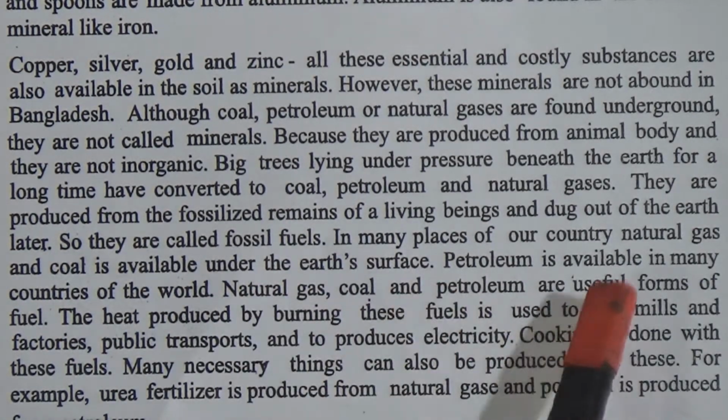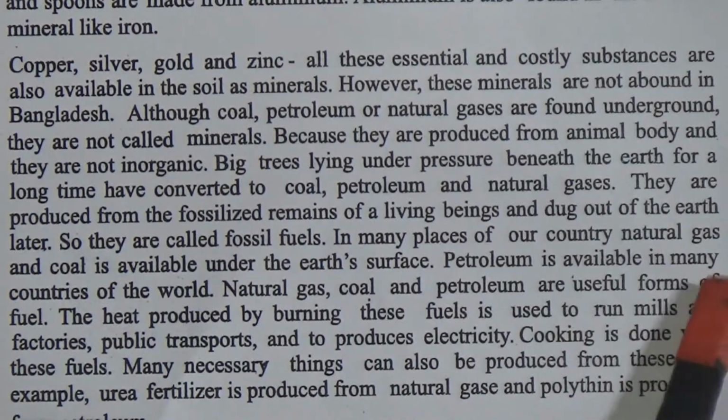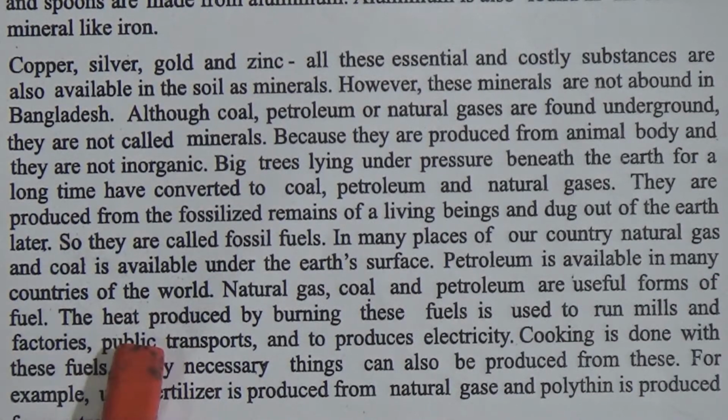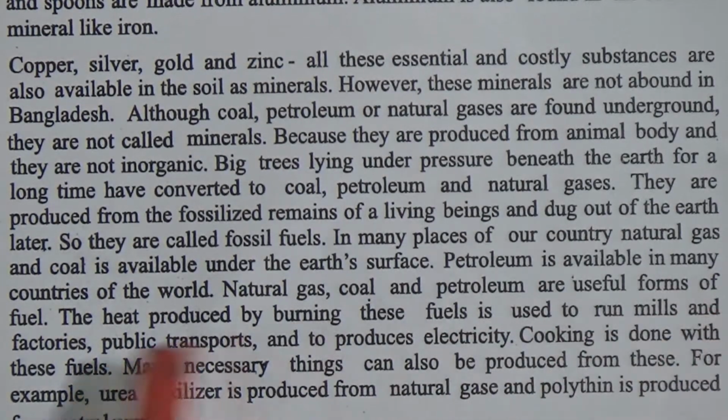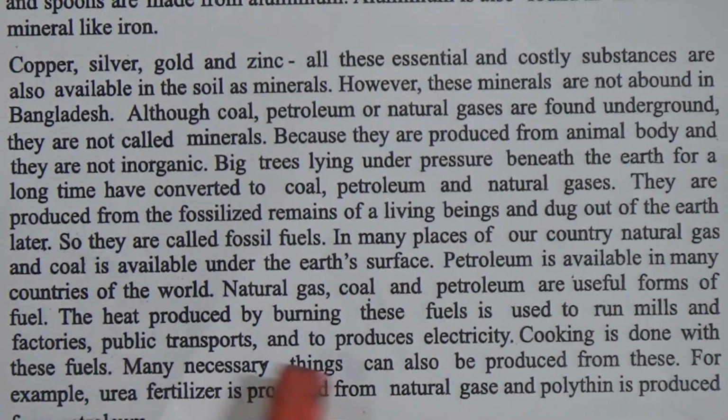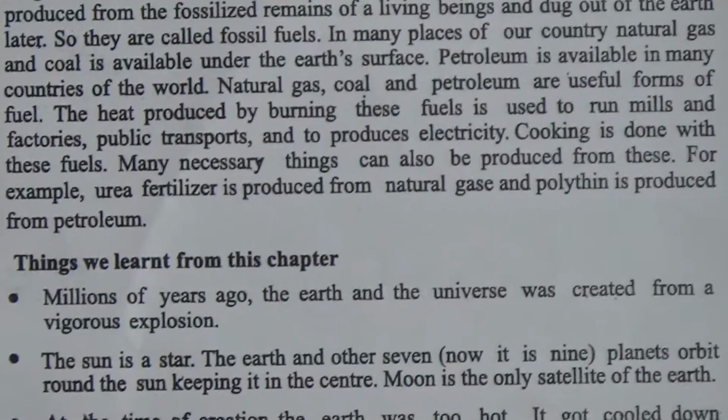Natural gas, coal and petroleum are useful forms of fuel. The heat produced by burning these fuels is used to run mills and factories, public transport and to produce electricity. Cooking is done with this fuel. Many necessary things can also be produced from this. For example, urea fertilizer is produced from natural gas and polythene is produced from petroleum.